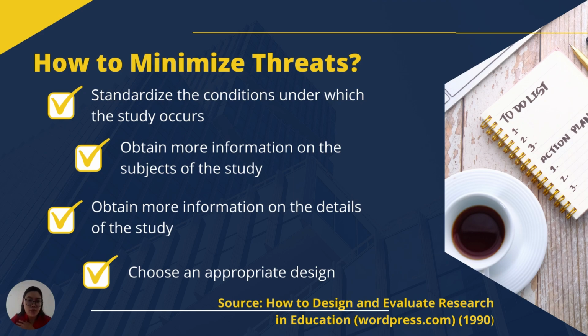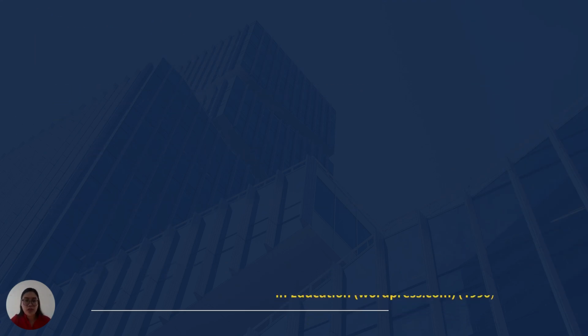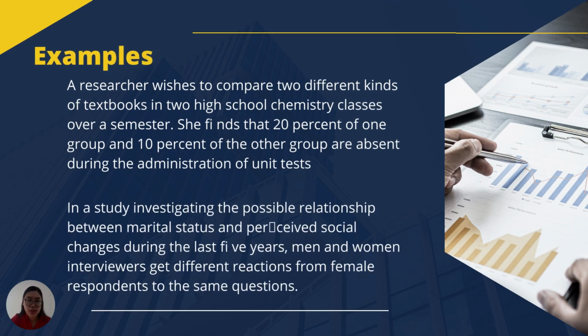The fourth one is to choose an appropriate design. The proper design can do much to control these threats to internal validity. So let's look at this example and let's take a look what is the threat present in this research. So a researcher wishes to compare two different kinds of textbooks in two high school chemistry classes over a semester. She finds that 20% of one group and 10% of the other group are absent during the administration of unit tests. So this could be an example of mortality threat. So some of your subjects are lost or absent during the examination.